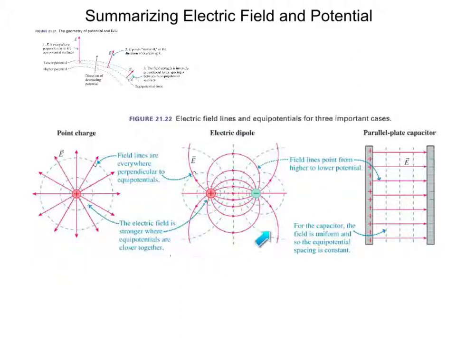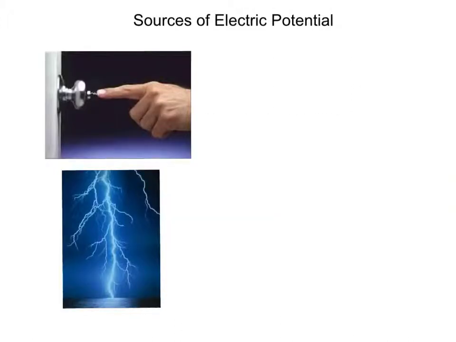The second picture shows the field and potential lines for what's called an electric dipole, which is just two unlike charges that have some separation between them. And then the third picture depicts the field and potential for a uniform electric field and uses a parallel plate capacitor as an example. So from here, we're going to look at a couple of sources of electric potential. We're going to explain how we measure electric potential and compare the electric potential and electric field in a conductor that's in electrostatic equilibrium.